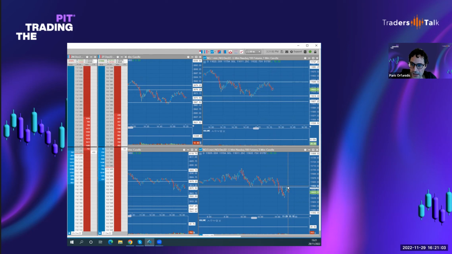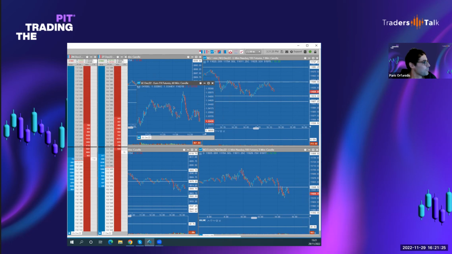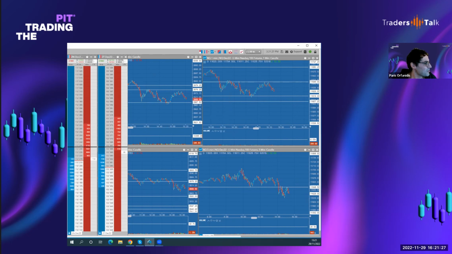So again, anything above here in Nasdaq is positive. Anything below is negative. 6,000 is considered good volume in 1 minute in Nasdaq, and 20,000 in 5 minutes is considered a very good volume as well. Now the bonds are ticking down again. The euro dollar is ticking down. Everything points to the upside. That doesn't mean that Nasdaq cannot go 50 points to the upside before going down, like it did yesterday.